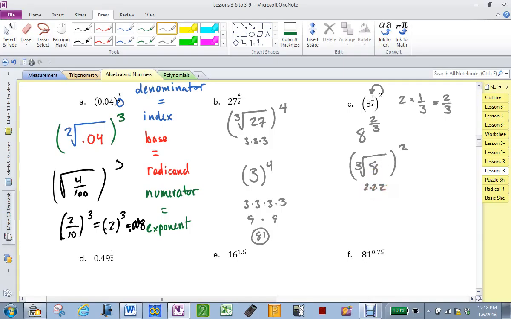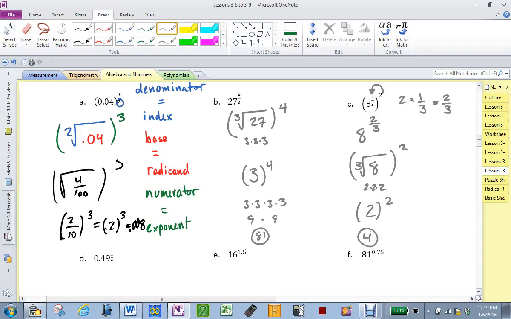I'm looking for a group of 3, yes? Do I have a group of 3? 2, 2, 2. So it comes out. Did I leave anything under there? No. So this answer is 2, because there's nothing left under the radical sign, and 2 is going to be squared. What is 2 squared? 4. And we're done. Is everyone okay with the simplest way to do this? Apparently not. Okay? Is everyone good?